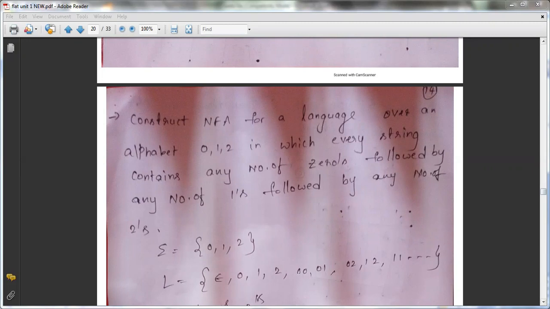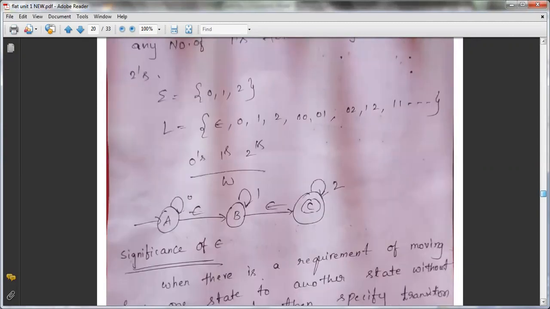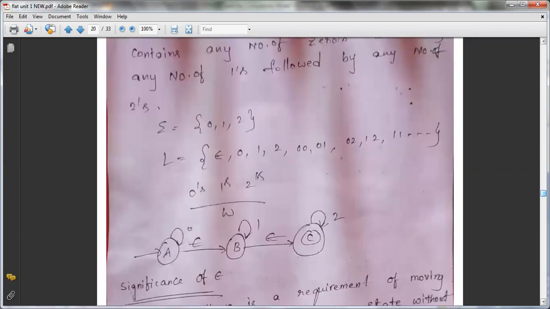So for that, see how we are going to get it. What is the question I have given? Construct an NFA with any number of zeros followed by any number of ones followed by any number of twos. You can have any number of zeros here, any number of ones here, any number of twos here. But in between, if you want to go from one state to another state, what are you going to have? Nothing. Input is nothing here.